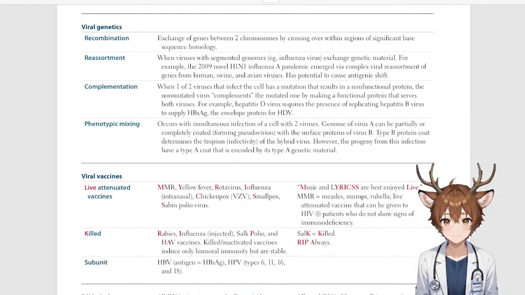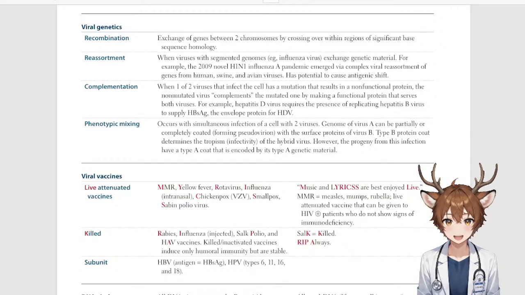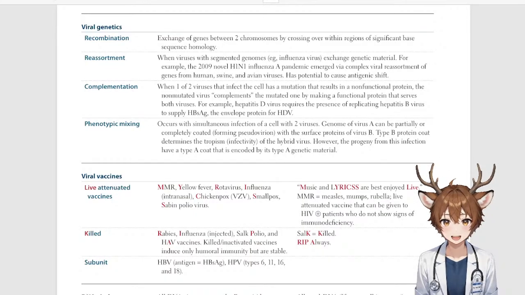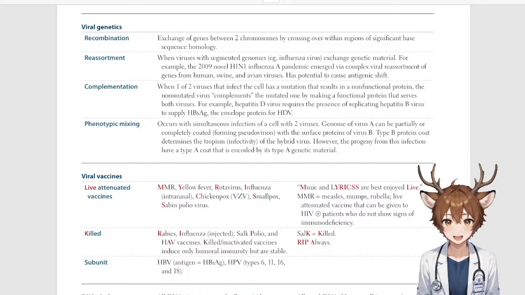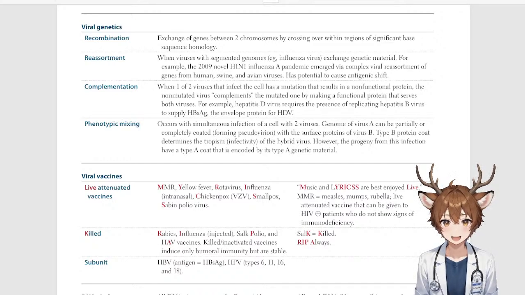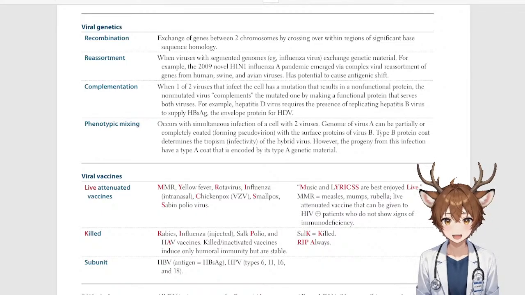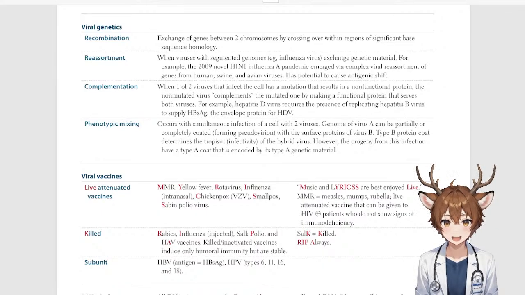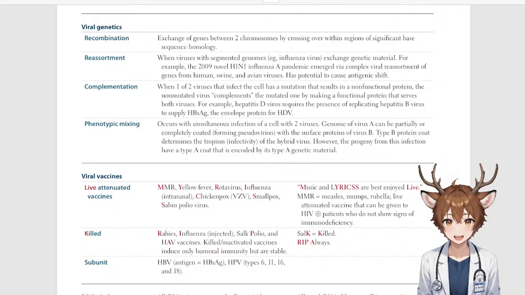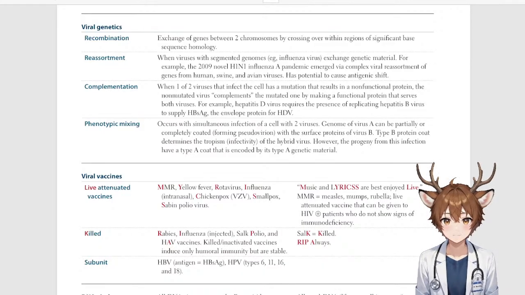Phenotypic mixing occurs with simultaneous infection of a cell with two viruses. For progeny 1, the genome of virus A can be partially or completely coated, forming a pseudovirion with the surface proteins of virus B. The type B protein coat determines the tropism and infectivity of the hybrid virus. Progeny from the subsequent infection of a cell by progeny 1 will have a type A coat that is encoded by its type A genetic material.